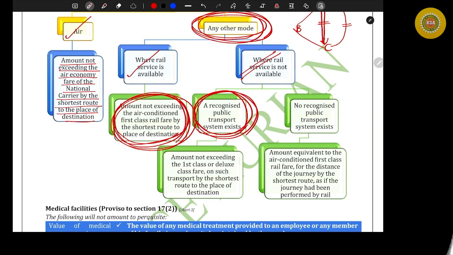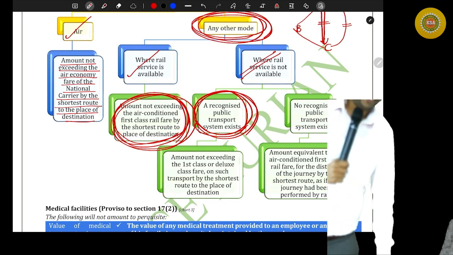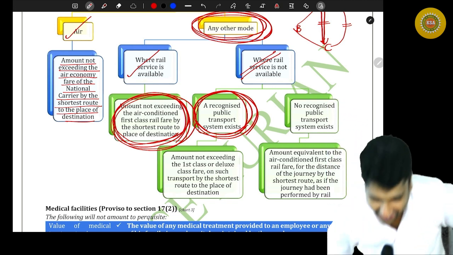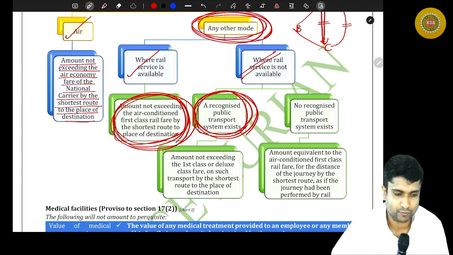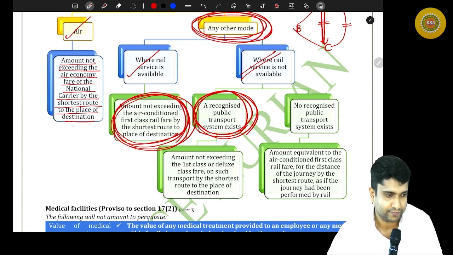National carrier means domestic flight. Indigo, SpiceJet, any flight. Let's say I travel to two places whose shortest distance from the place of origin is the same. Then you select one at your choice. That's it. Don't worry, you select any one out of the two. Only one can be claimed as an exemption.